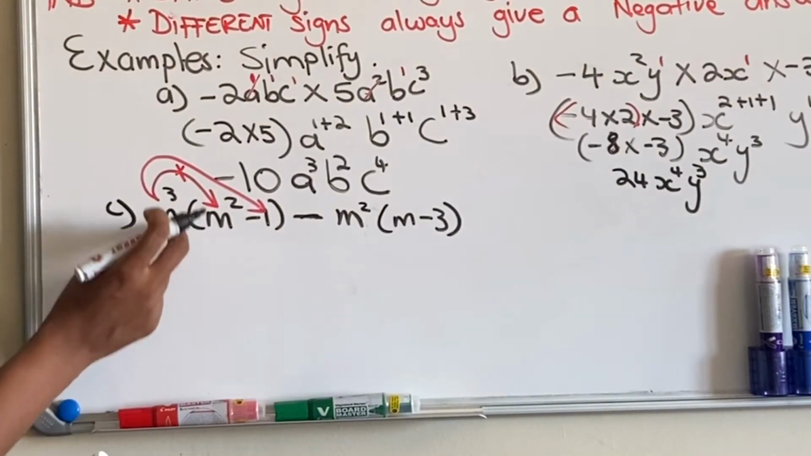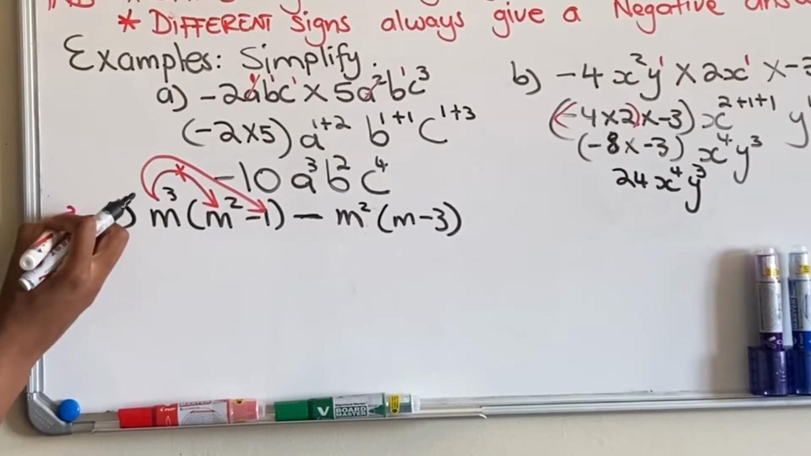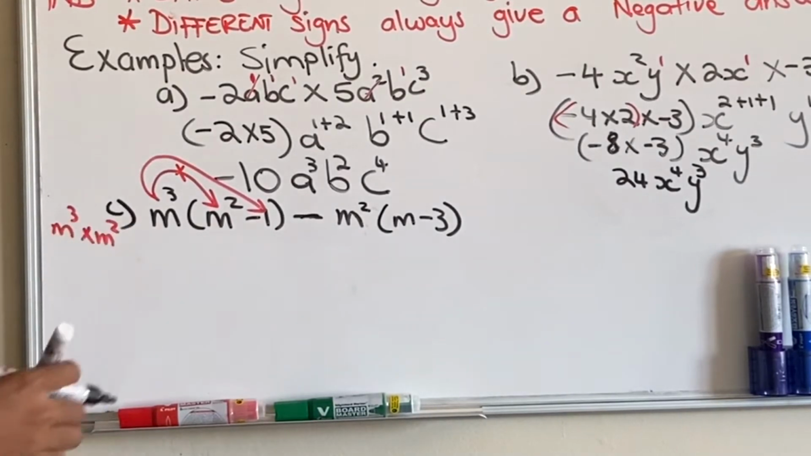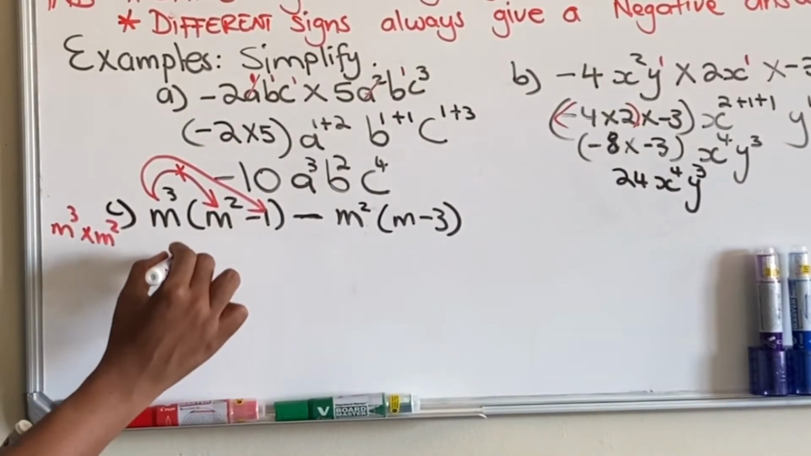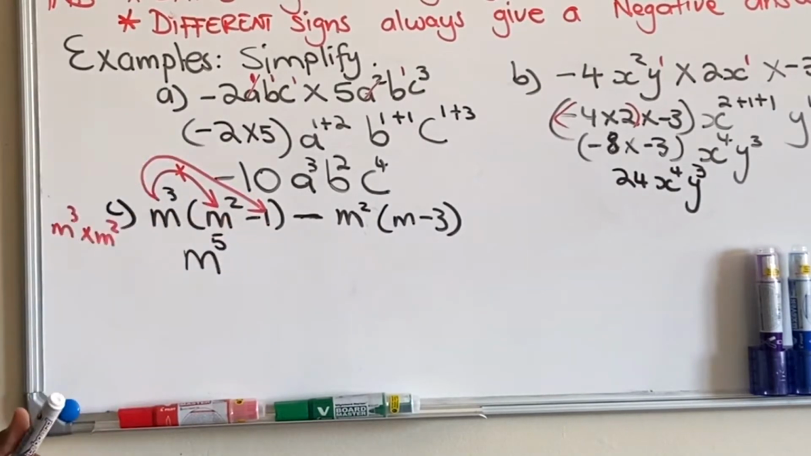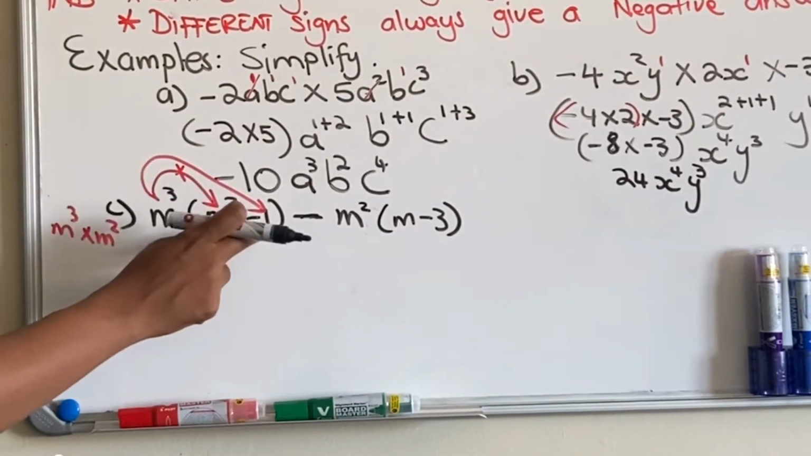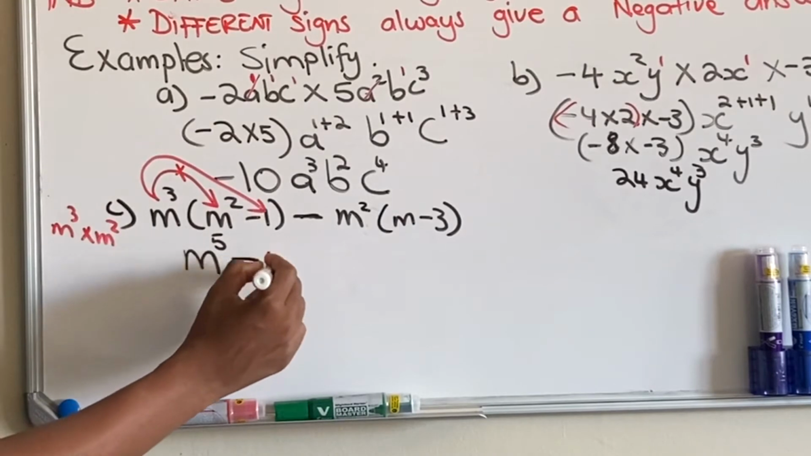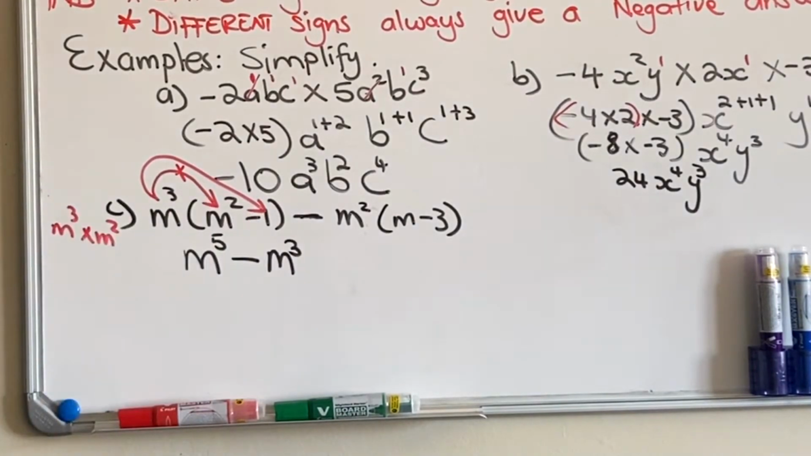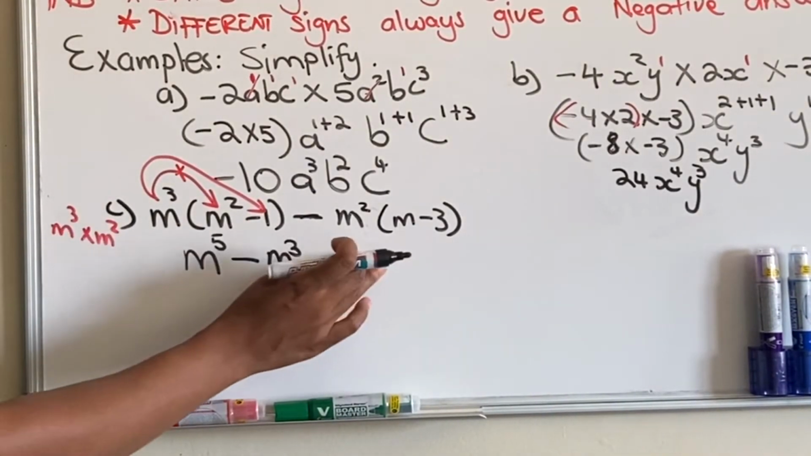So if we do m cubed times m squared, then we know it's going to give us m to the power of 5. Remember, we add the powers, right? M to the power of 3 times negative 1 is just negative m to the power of 3. Now, we go to the next one.